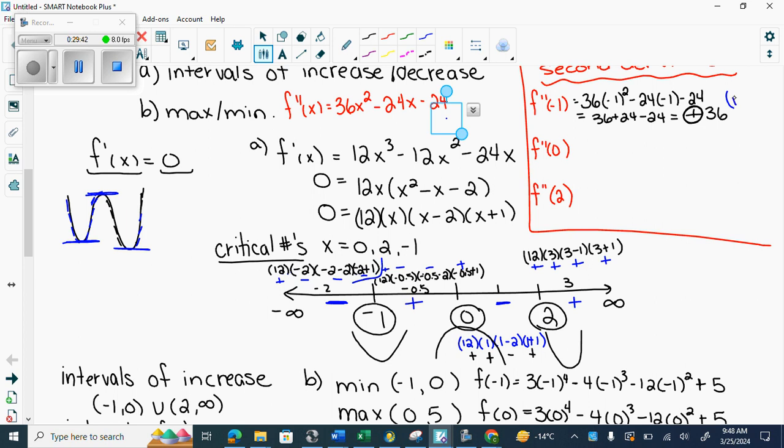This is the minimum. Because of this, I actually don't care what the number is, right? I only care about the sign. So the second derivative test can do a very quick min-max figure out.